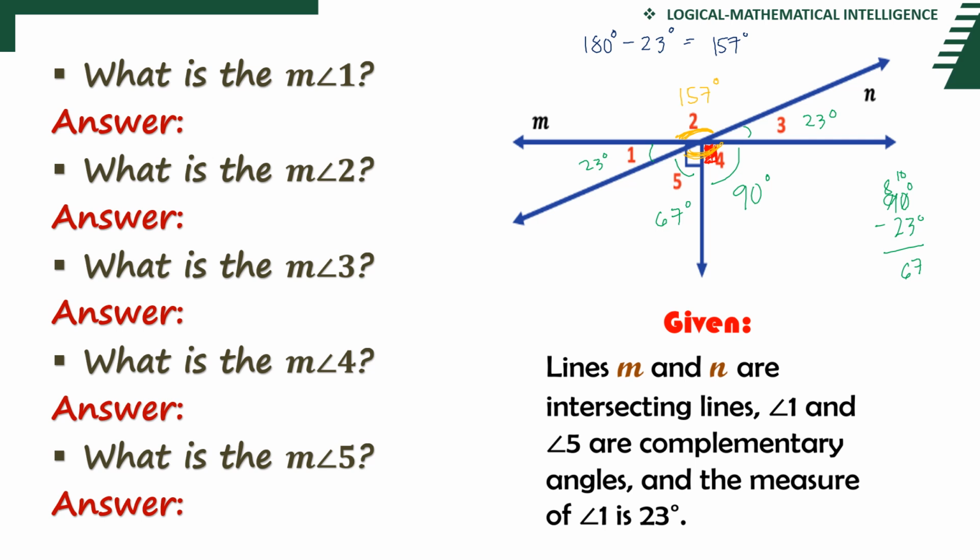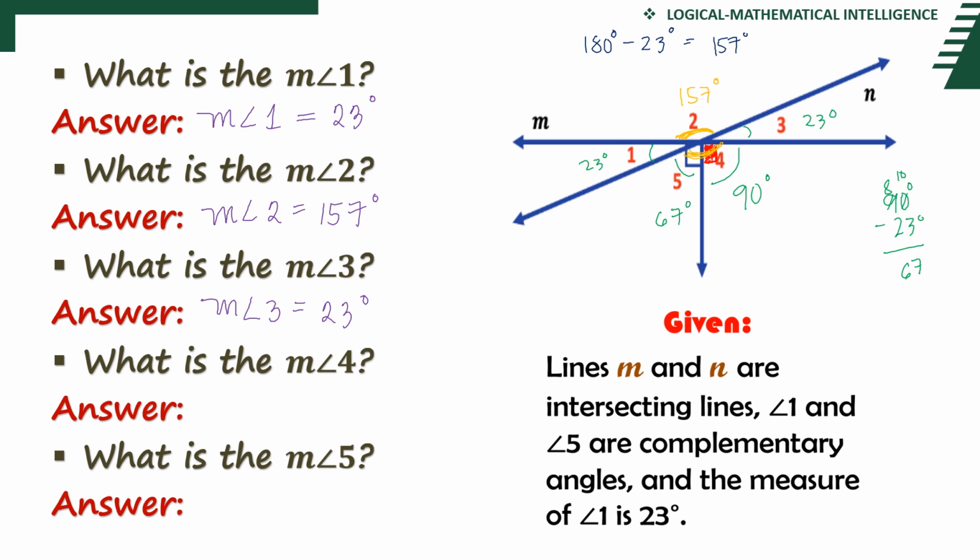So now let's proceed with answering the questions one by one. What is the measure of angle 1? I will write it completely this time. The measure of angle 1 is equal to 23 degrees. It's actually given, right? Next, what is the measure of angle 2? The measure of angle 2 is 157 degrees. And the measure of angle 3 is 23 degrees.